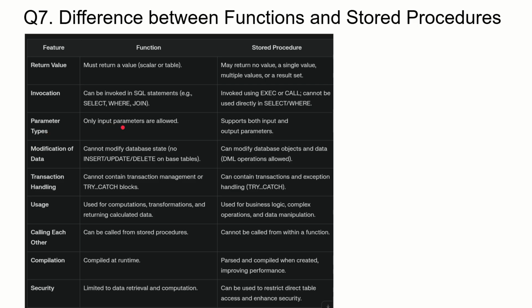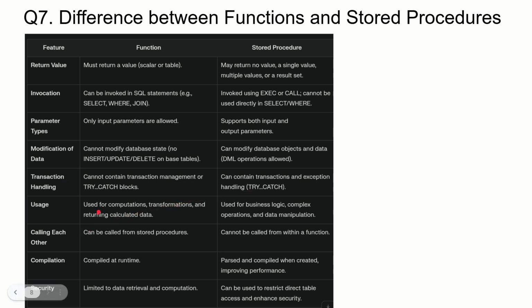Parameter types: only input parameters are allowed in functions, whereas a stored procedure supports both input and output parameters. Modification of data: functions cannot modify the database state, so no INSERT, UPDATE, DELETE on the base tables, whereas a stored procedure can modify objects and data, so it allows DML operations. Transaction handling: a function cannot contain transaction management or try-catch blocks for exception handling, but a stored procedure can contain transactions and exception handling, which is try-catch statements.